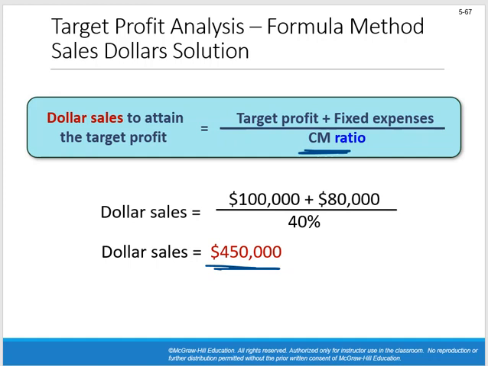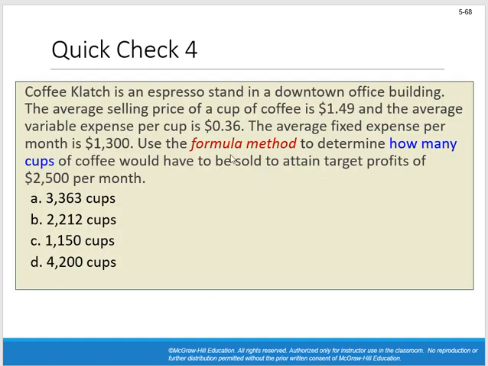How about you give it a try with Coffee Klatch? Now, I really don't care which method you use, whichever method you prefer. So they want to know how many cups of coffee would have to be sold to attain a target profit of $2,500 per month. Go ahead and hit pause while you work this out. Pencil, paper, calculator. See if you can solve this problem.